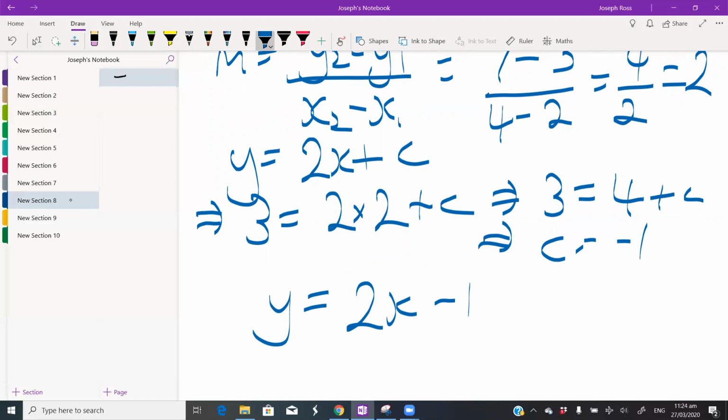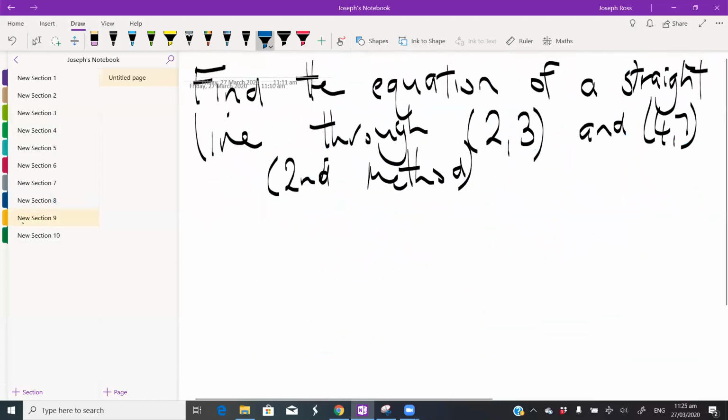Okay, so y equals 2x minus 1 is your equation if you use this method to solve that question, which is to find the gradient using rise over run, or change in y's over change in x's, and then substitute a point in to get your y-intercept. But there's another way that we can do that same question, which is to approach this problem as a simultaneous equations problem. So what we're going to do here is substitute both points into y equals mx plus c initially.